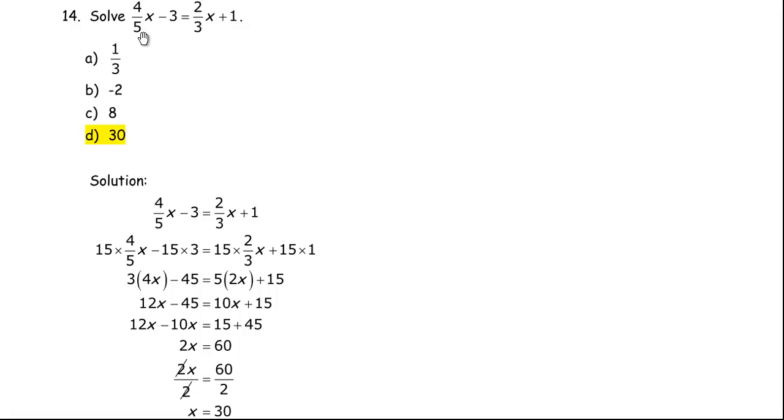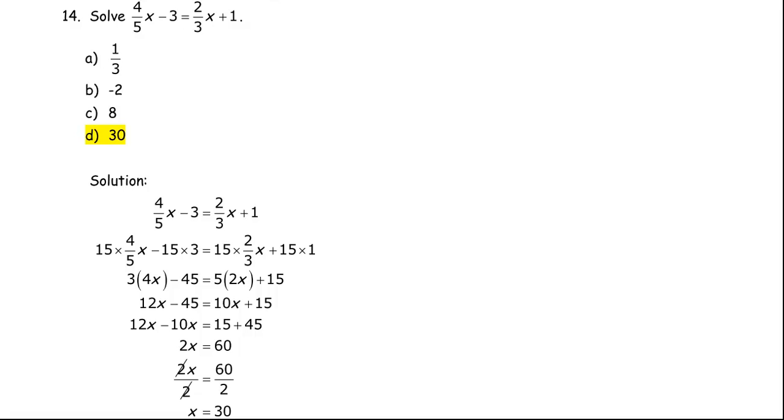Question number 14. Solve 4/5 x minus 3 equals 2/3 x plus 1. So I wrote the equation down here in the solution again. And I have fractions. In fact, I have two different fractions in this one. There's a 5 here and a 3 here in the denominator. And the least common multiple, or the smallest number that 5 and 3 both divide into, is 15.